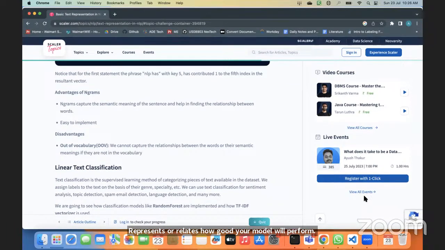Many more tweaks and many more steps are done at the same time while pre-processing and while calculating the vectors to increase the accuracy. So all those you can explore, I think.